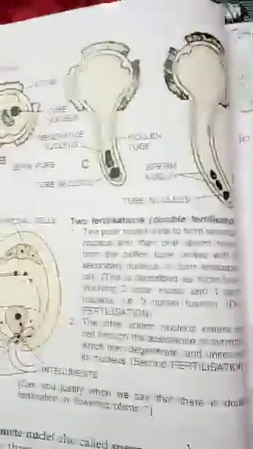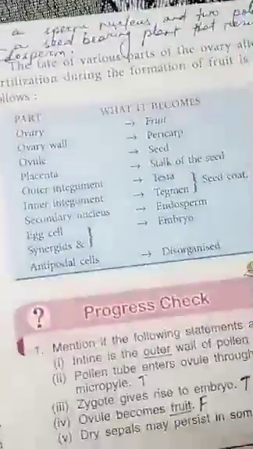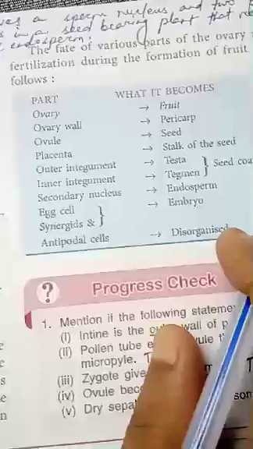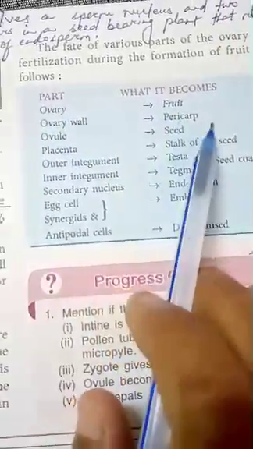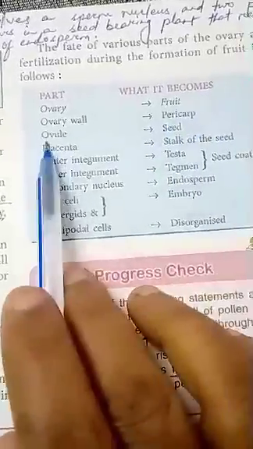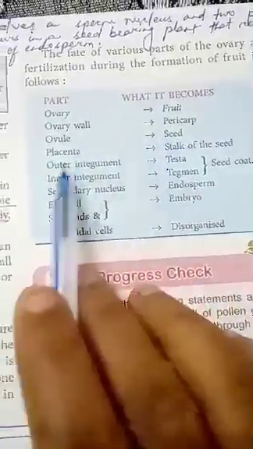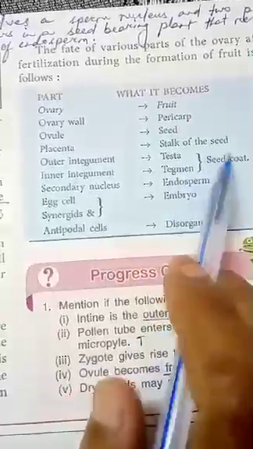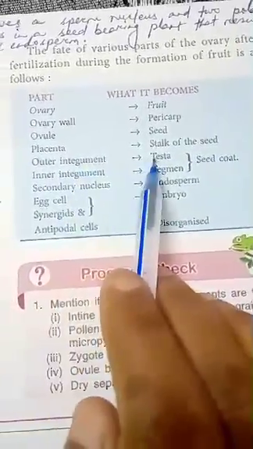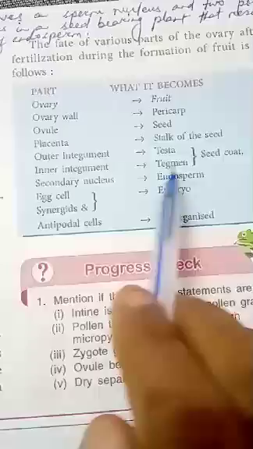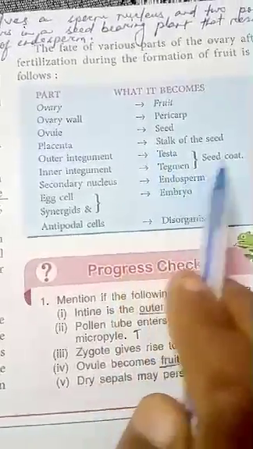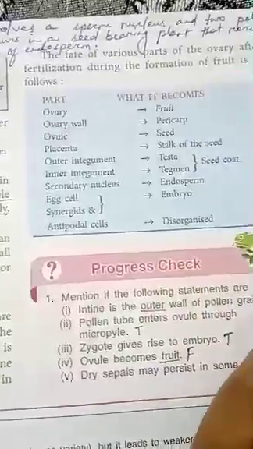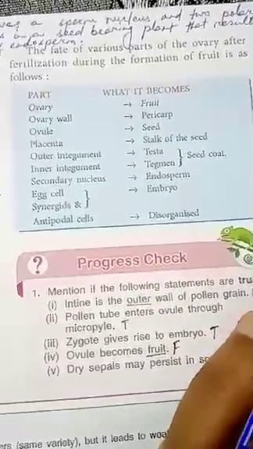Now after this, the zygote will lead to the formation of the embryo. And what happens to the floral parts? After fertilization takes place, the ovary forms the fruit, and the ovary wall forms the pericarp, that is the fruit wall. The ovule forms the seed, the placenta forms the stalk of the seed, the outer integument forms the testa, and the inner integument forms the tegmen. The testa and tegmen are the coverings of the seed, which together form the seed coat. That we will read in the next chapter when we read about the structure of the seed.